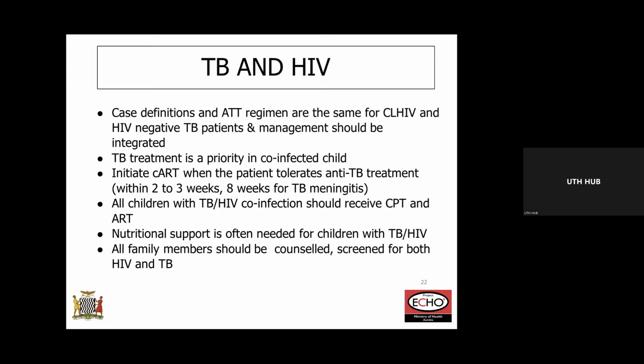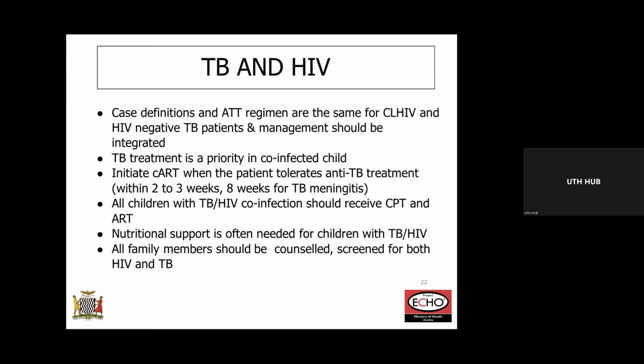So all children with TB HIV co-infection should receive cotrimoxazole prophylaxis and ART. Of note is that most of our children living with HIV are malnourished and therefore need nutritional support. So TB HIV infected children need nutritional support for us to get better outcomes for both TB and the HIV itself. Here is the important aspect. All family members should be counseled and screened for both HIV and TB. So contact tracing should actually be our major source of TB cases in children.